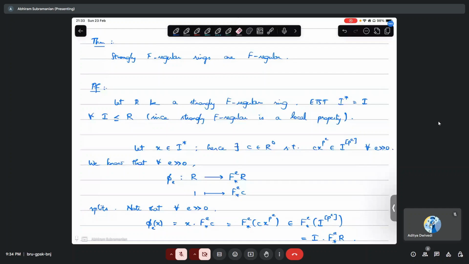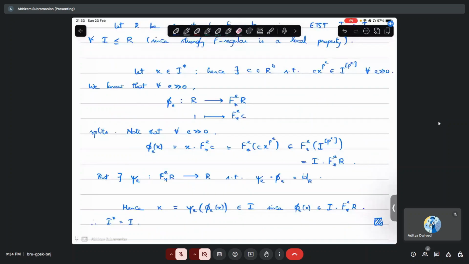So this is one reason why the conjecture still holds. So what do I mean by that conjecture?